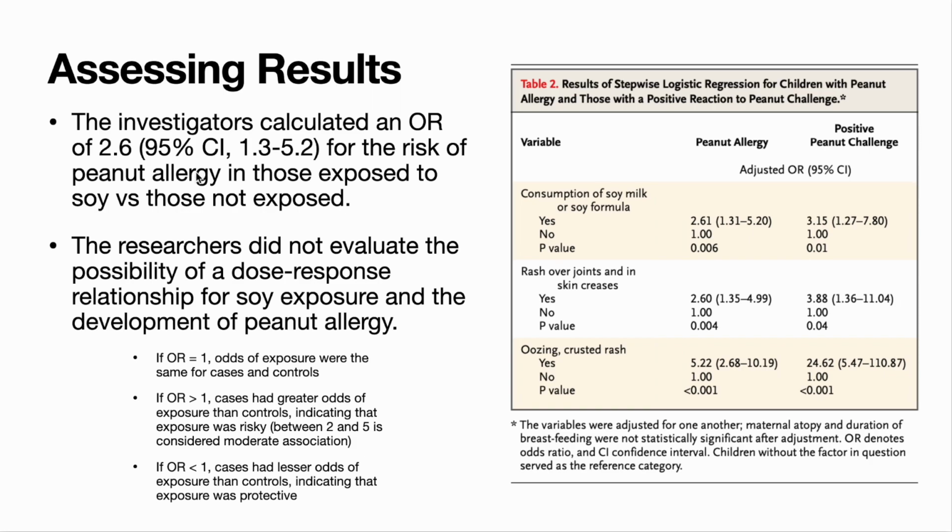In that 95% confidence interval, the lower bound is 1.3, and that still is above 1. So that's significant for the conclusion that the cases had greater odds of exposure than controls. We can say that with a 95% confidence interval. That means if we repeated this particular study 100 times, 95 times out of 100, we would find results within this range, which would still be significant.